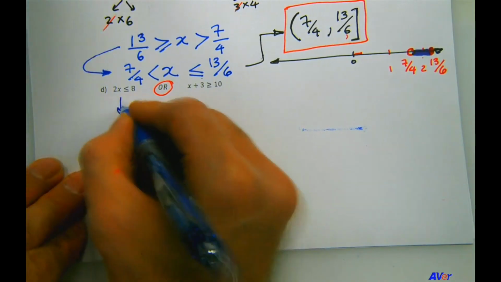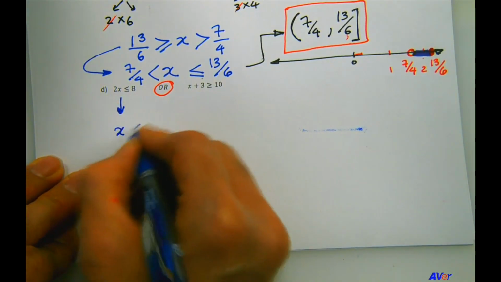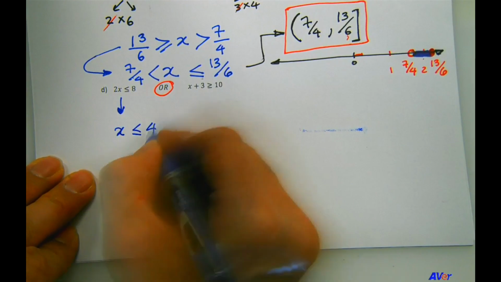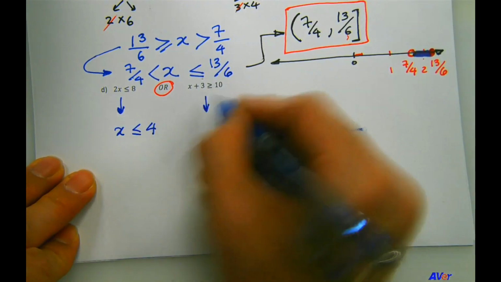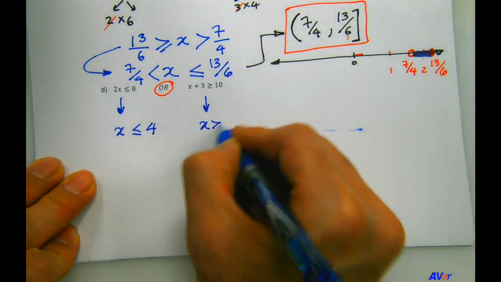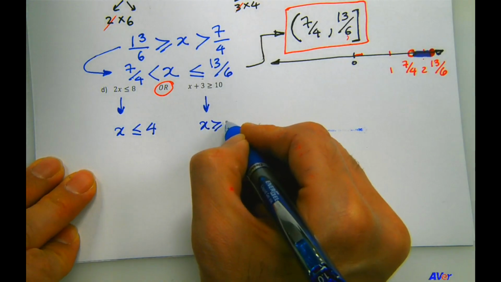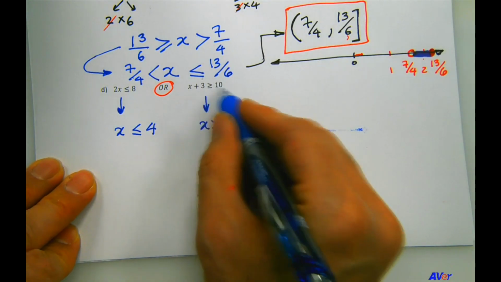So from here, we get x less than or equal to 4. And from here, we get x greater than or equal to 7, right? 10 minus 3 is 7.